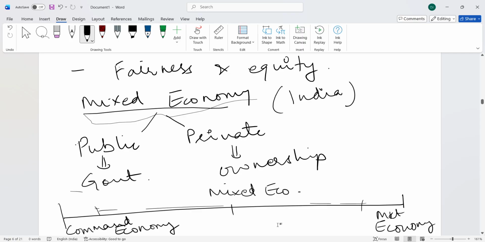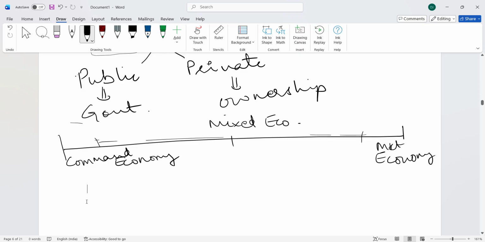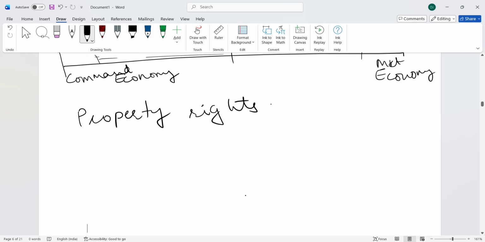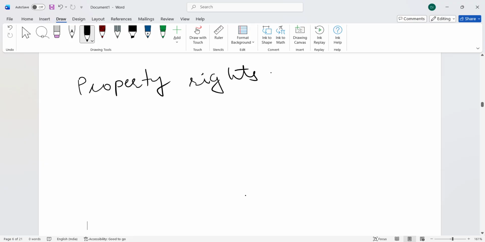Now, one term that I've been using in these economic systems, as you must have noticed, is property rights. Let's understand. It's a very important term, and it serves as a basis for your market economy as well. So, what do you understand by property rights?